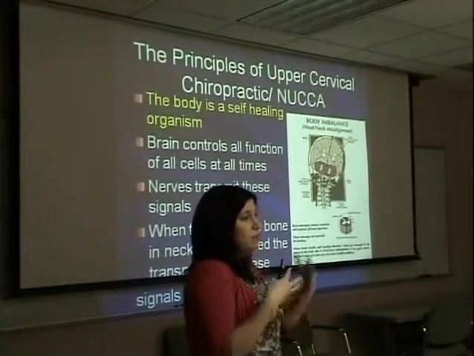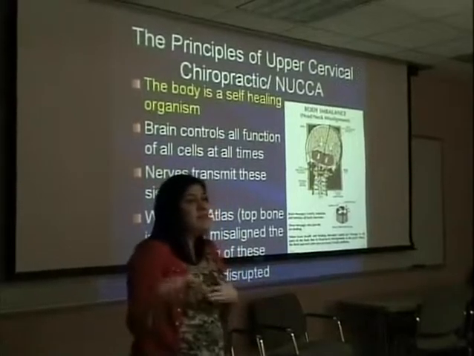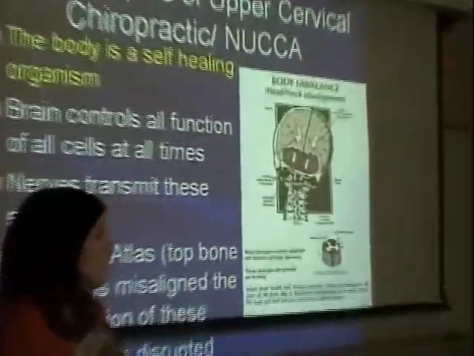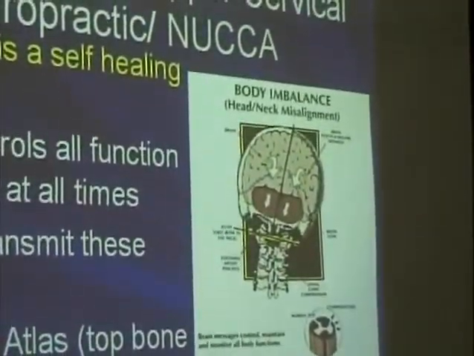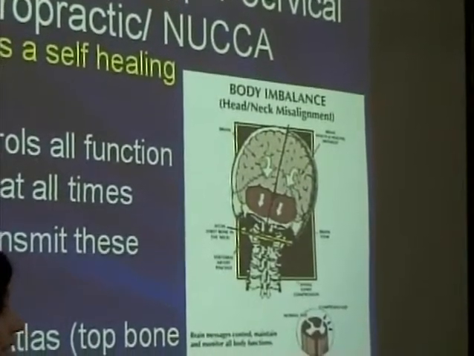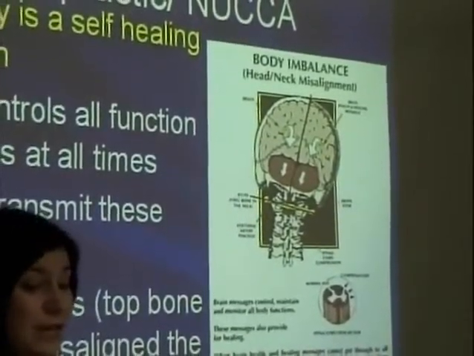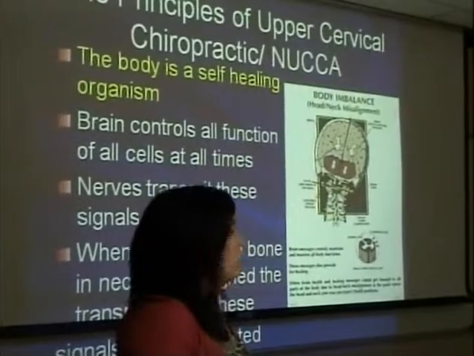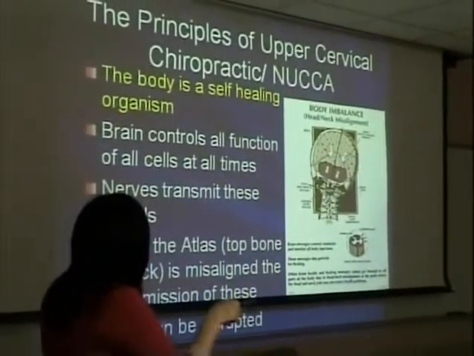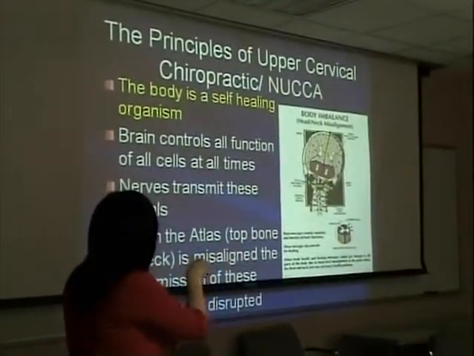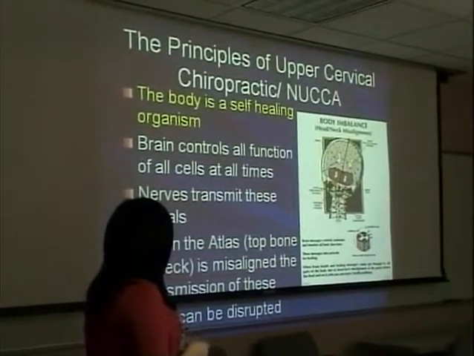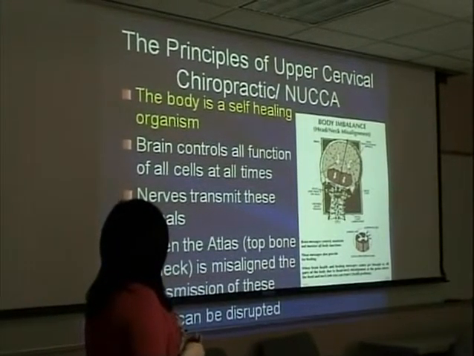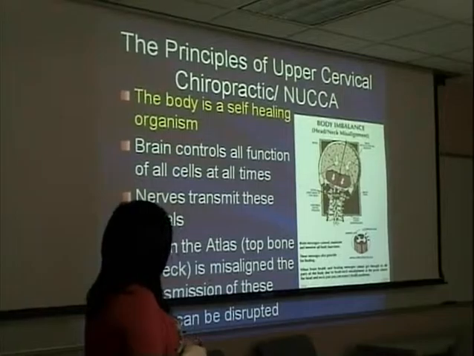There are some principles along with that. Your body is self-healing and self-regulating. Everything you need to heal is actually within us. The body has the innate and born intelligence to heal. And the brain controls all the functions at all times of all the cells. So we know that. Nerves transmit these signals, and where the atlas bone at the top of the neck is misaligned, transmission of these signals can be disrupted.